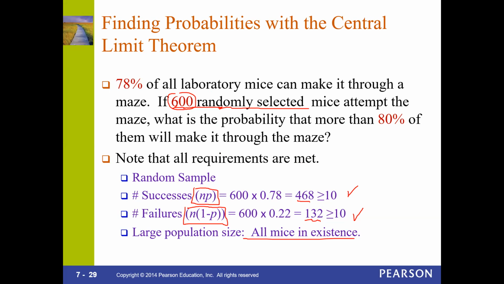Now, the next thing to do in this problem is this. They ask, what is the probability that more than 80% of them will make it through the maze? So what we're going to be doing is finding the probability of something, some X, P hat greater than 80%. I want to know the probability of more than 80%.